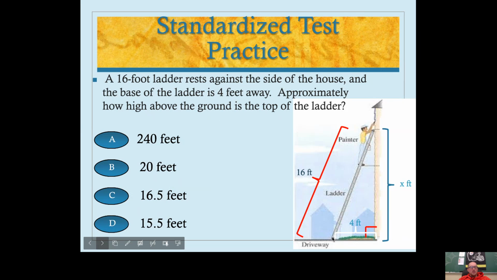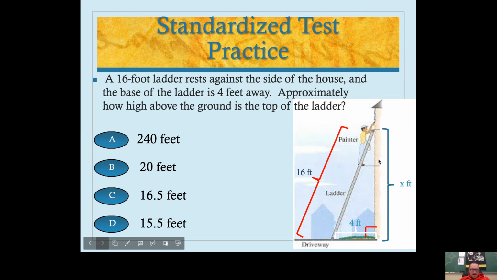Hopefully you notice that this ladder, the ground, and the building form a right triangle. And you know this length of the right triangle, which is the hypotenuse, and you know this length of the right triangle, which is a leg. What you need to do is find this other leg. And certainly based on appearance, it looks like this other leg is the longer of the two legs. It looks like it's longer than 4 feet.